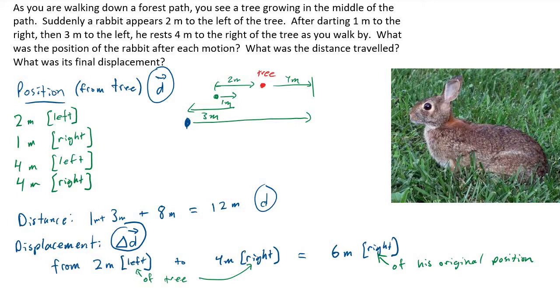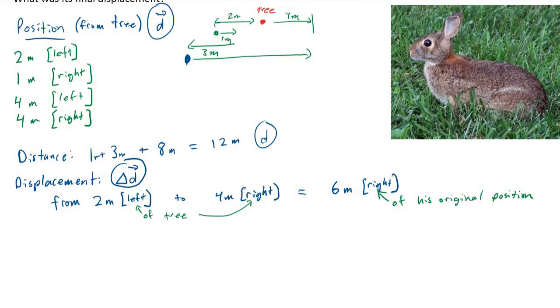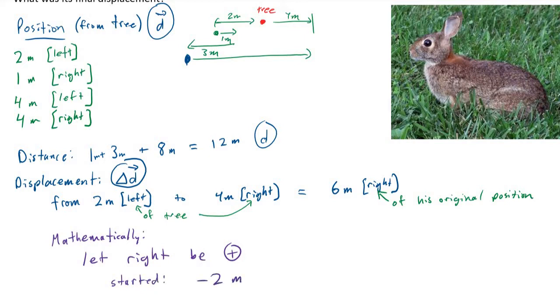Now, that's easy to see in a simple example like this. It uses easy numbers and we can draw an easy diagram, but how could we do something like this mathematically? Well, first of all, mathematically, we're going to have to turn right and left into positive and negative. So let's just see, how would we do this mathematically? So let's let right be positive. That means he started at a position of negative 2 meters from the tree. He ended at a position of positive 4 meters from the tree, and we're wondering his displacement, how far he moved in total. Well, how do you get negative 2 and positive 4 to equal 6?